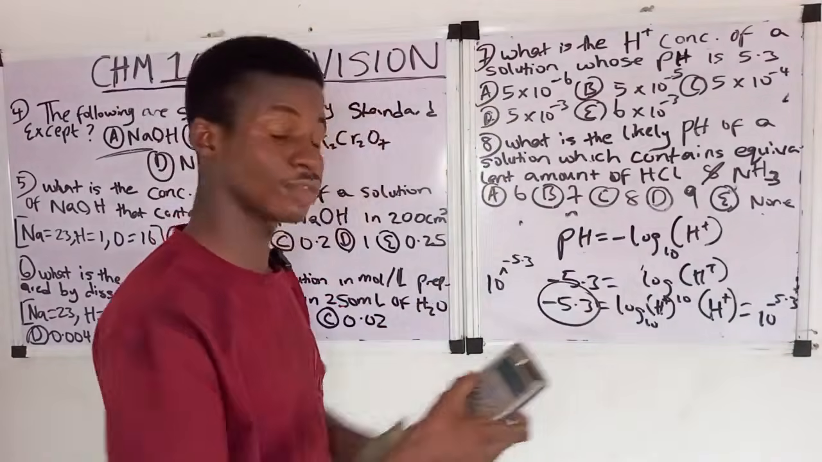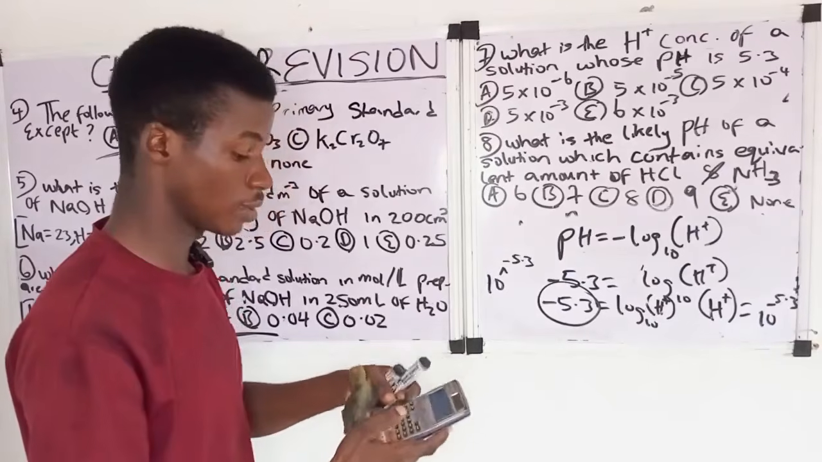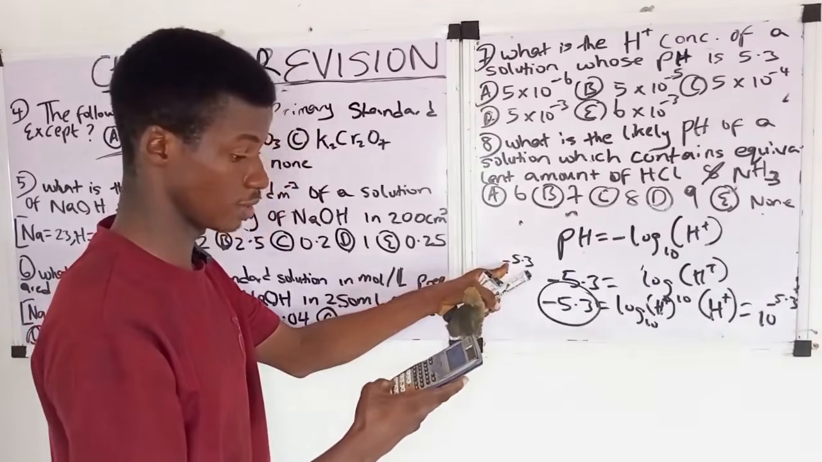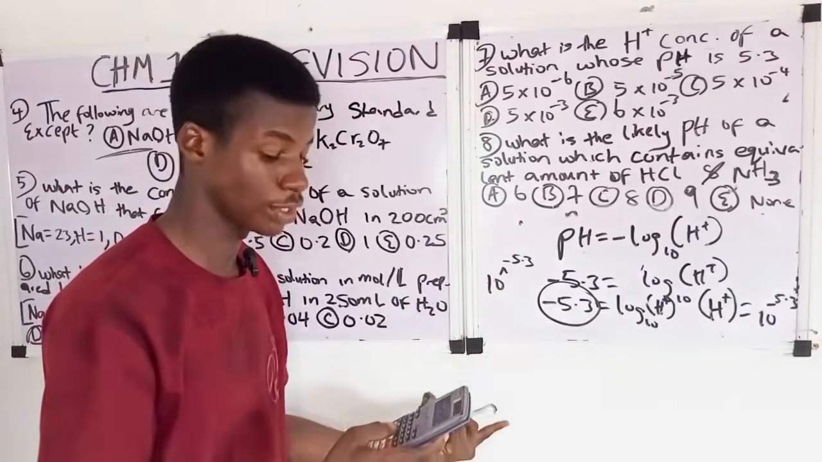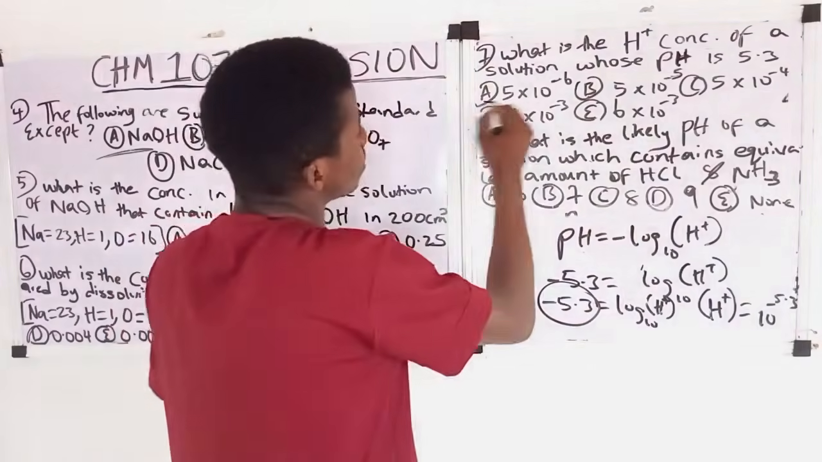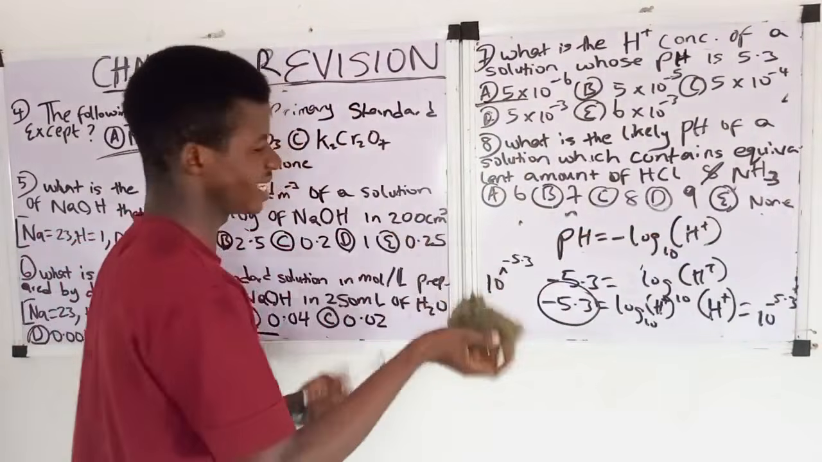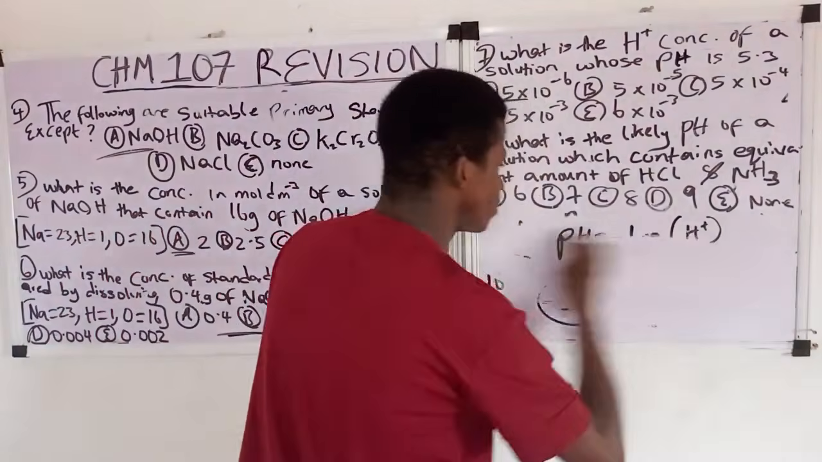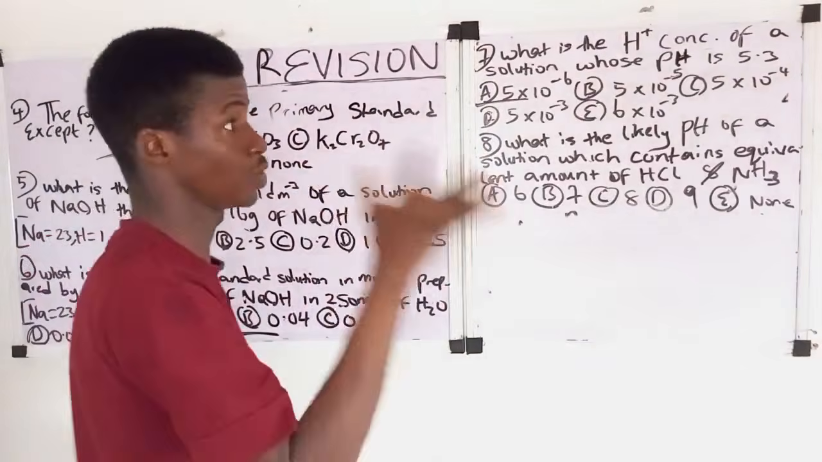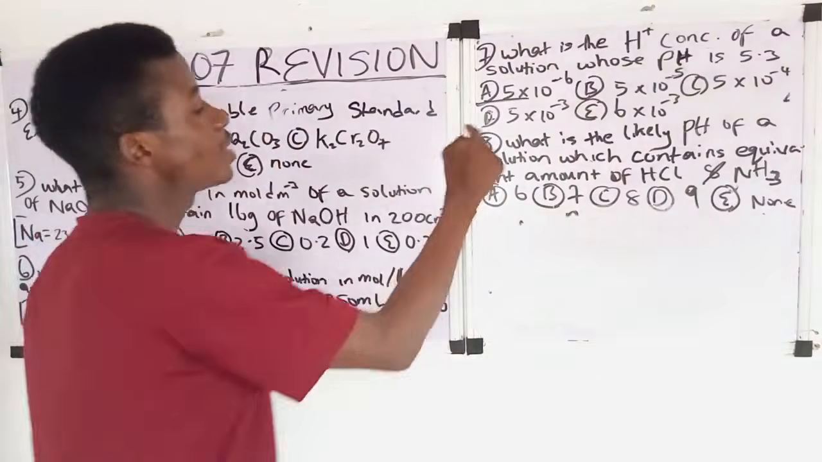Or if you want to use the other method, just press shift log, then minus 5.3. You still get 5.01 times 10 to the minus 6. So the answer is 5 times 10 to the minus 6, which is option A. So that's how to look for the hydrogen ion concentration. It's very easy. To know more about it, go to our previous class video under acid-base reactions. Now let's go to the next question.